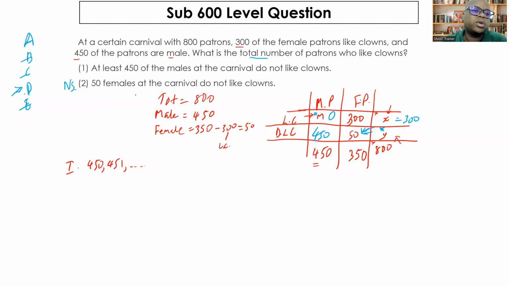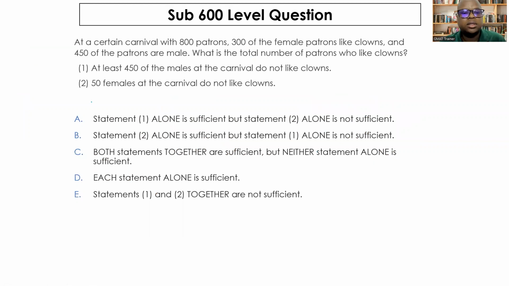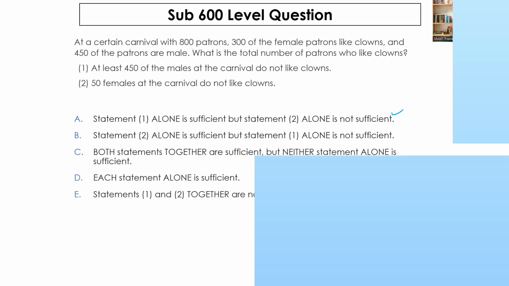And therefore, cross out answer choice D, and the answer remains to be A, which is statement 1 alone is sufficient, but 2 alone is not sufficient. That is what the answer is. So you see that in this question, if you just follow the data sufficiency methodology to answer questions, you'll be able to get your answer.